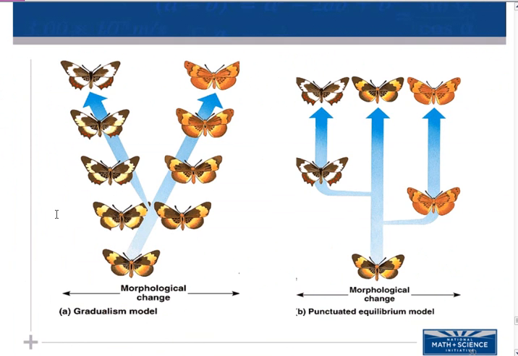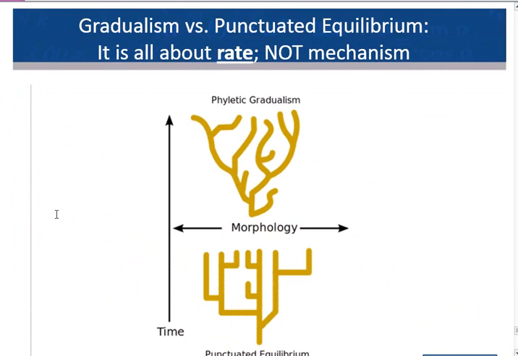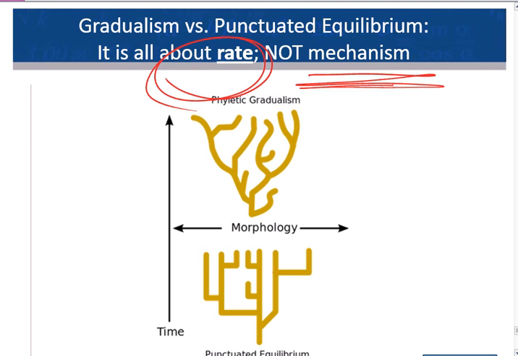One more look at those pictures. And here's another way to represent it, two different diagrams. And again, the scale is all about time. So the difference between gradualism and punctuated equilibrium is all about rate, how fast it occurs. It's not about how it occurs. Not about mechanism, but how fast.